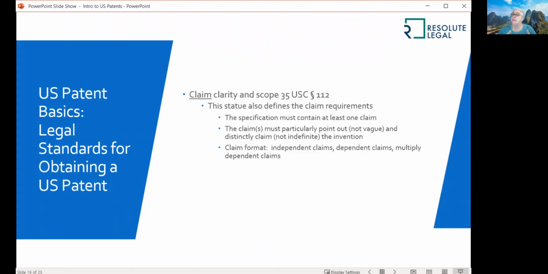It cannot be vague. It cannot allow for variations, because the claim is about telling the public and telling the court precisely what the invention is, the scope of the invention.